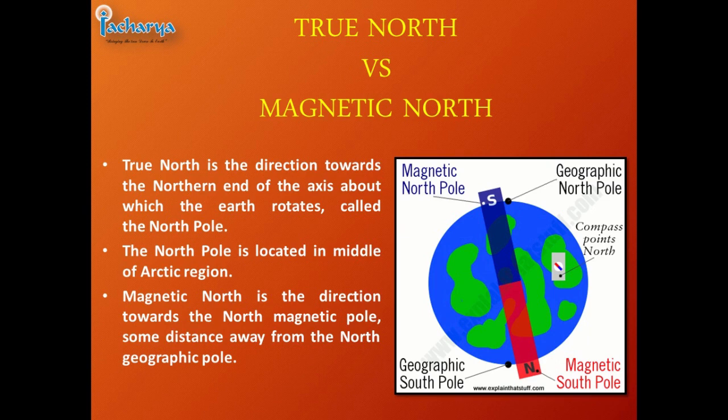True north versus magnetic north. True north is the direction towards the northern end of the axis, about which the earth rotates, called the North Pole. The North Pole is located in the middle of the Arctic region. Magnetic north is the direction towards the north magnetic pole, some distance away from the north geographic pole.